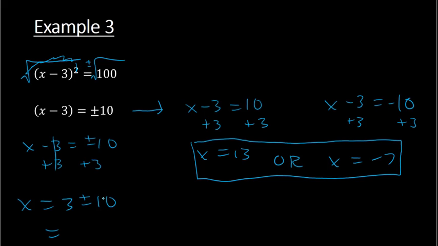So we have 3 plus 10 is one answer, that's 13. 3 minus 10 is negative 7 for my second answer. So it doesn't matter if you separate into two equations or just do it as one equation. Just don't forget this part right here can be simplified further. So either way, your answer is 13 or negative 7.